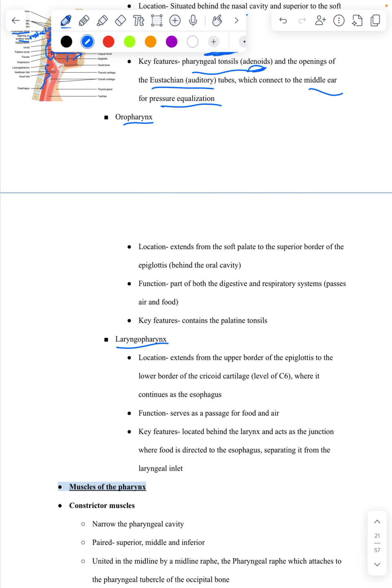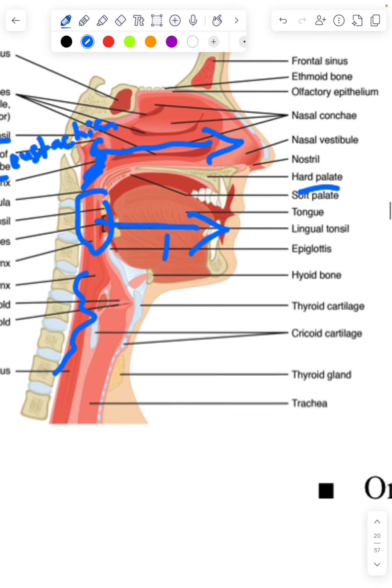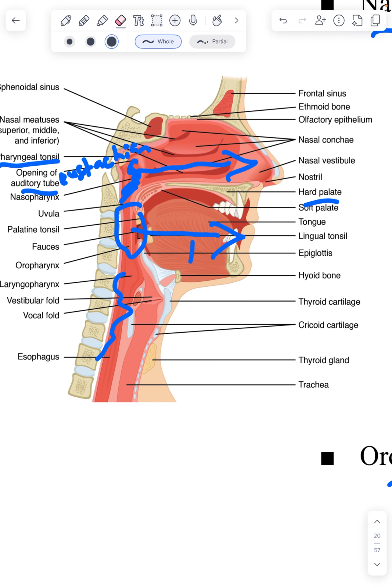Oropharynx. Here, you'll get part of both digestive and respiratory because you can breathe in from your mouth, and food goes in there as well. Here, you get a palatine tonsil. So, pharyngeal tonsil is in your pharynx.